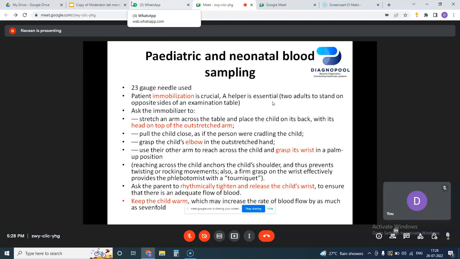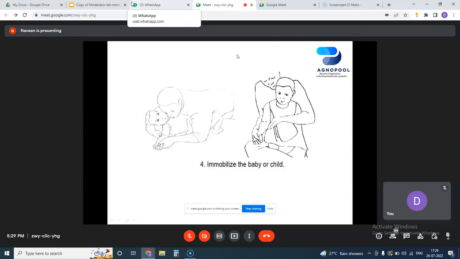So if the patient is a pediatric patient, neonatal or a child, what is important is the immobilization of the child. Very important to immobilize the child when drawing blood. So what are the ways we can immobilize a child? So usually one helper will be needed. So the parent will be helping us most of the time. So the technician or the technologist will stand on one side of the table and the helper will be on the other side of the table. You can see the photo here.